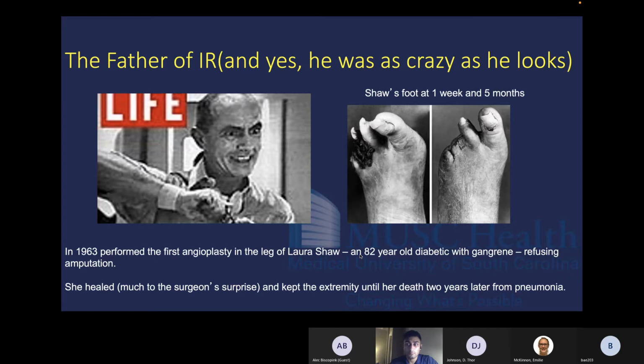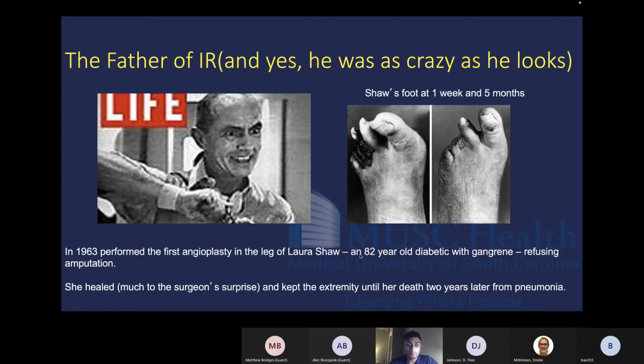And so that led to 1963, really the lightning rod birth of interventional radiology, with Dr. Charles Dotter, who was exactly as crazy as he looks in this picture. In fact, his nickname in the IR community was Crazy Charlie, just so you know. So he was exactly as crazy as he looks in that picture right there.